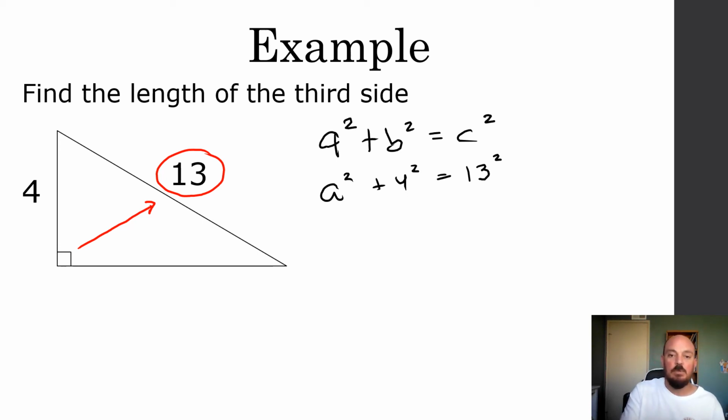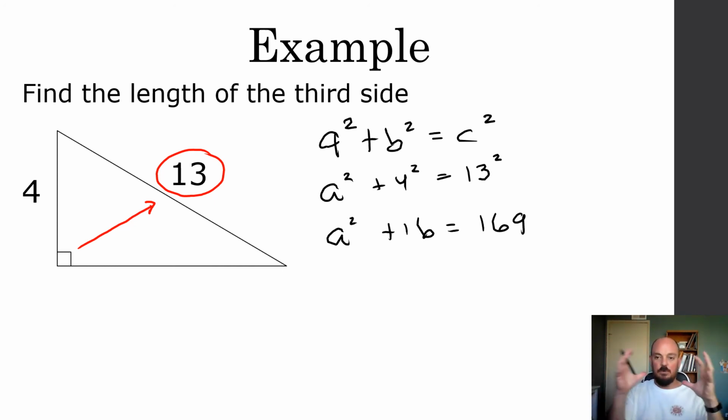So I'm going to do the squaring part. It's actually the exact same numbers we just did. 4 times 4 is 16. 13 times 13 is 169. Now this time, last time the 16 and the 169 were on the same side of the equal sign. I just added them together. This time we're equation solving.